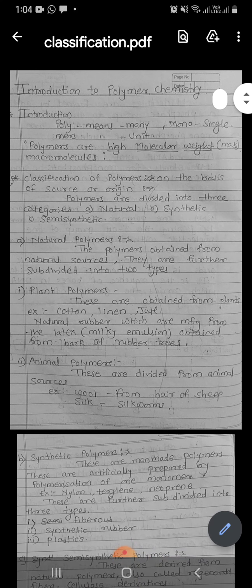So the first part we are going to study is classification of polymer, but this part is not included in your syllabus because it is eliminated from your syllabus. But to know well about the polymer, let's study classification of polymer on the basis of its source or its origin. So polymers are divided into three categories: natural polymers, synthetic polymers, and semi-synthetic polymers.